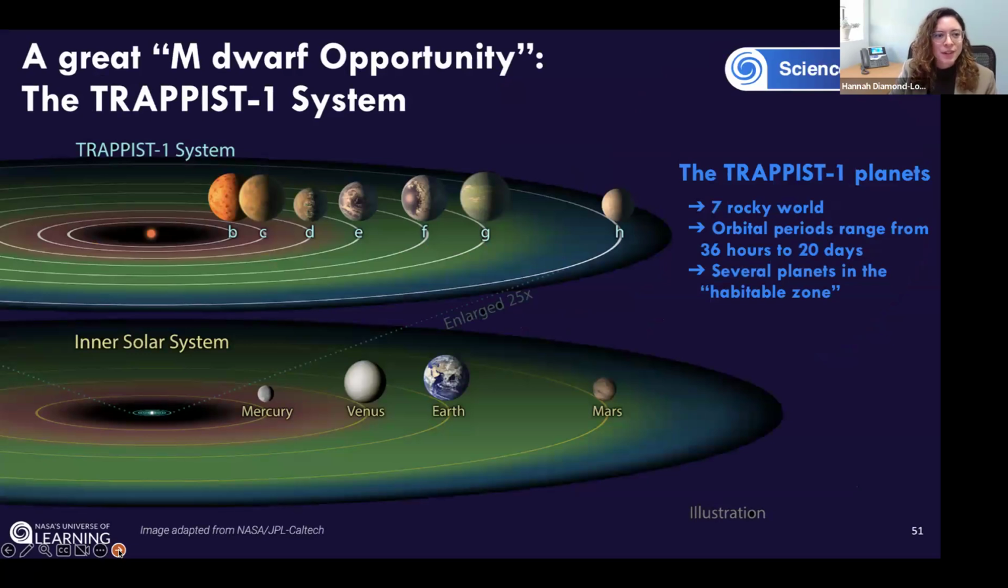The TRAPPIST-1 system that Natalie spoke about earlier is a textbook example of the M dwarf opportunity in action. These are 7 rocky worlds on orbital periods ranging from 36 hours to 20 days, including some in the habitable zone. As you can see, when compared to the solar system on the bottom there, the entire TRAPPIST-1 system fits well inside the orbit of Mercury. So this is a great opportunity to get many observations of these rocky planets. But, next slide.